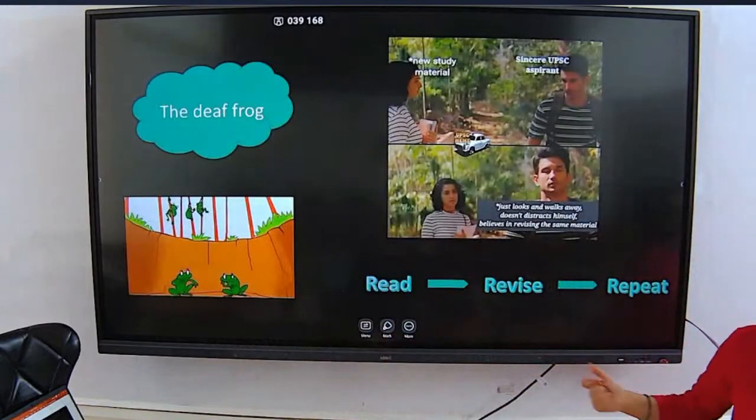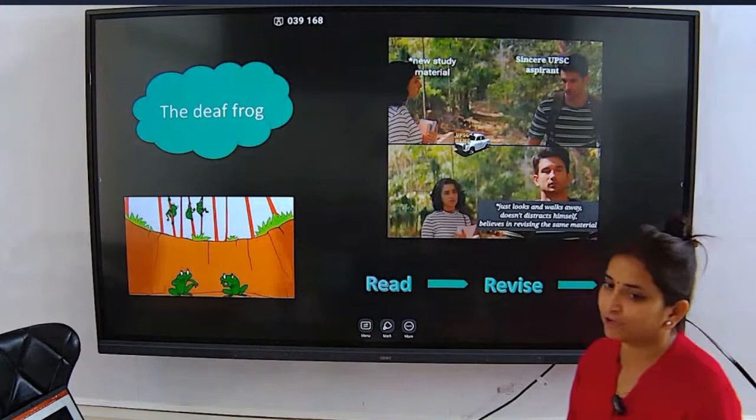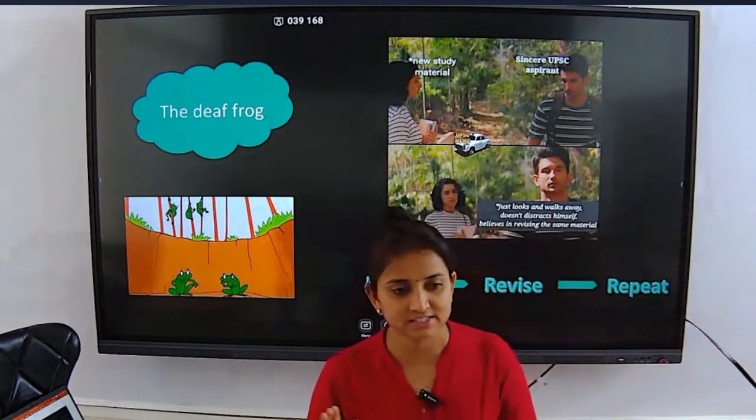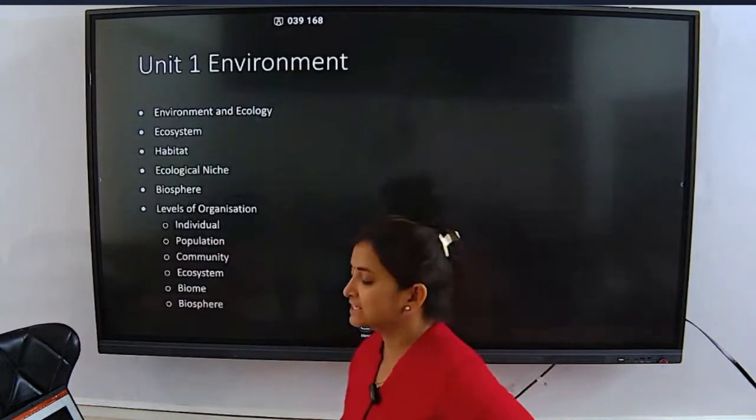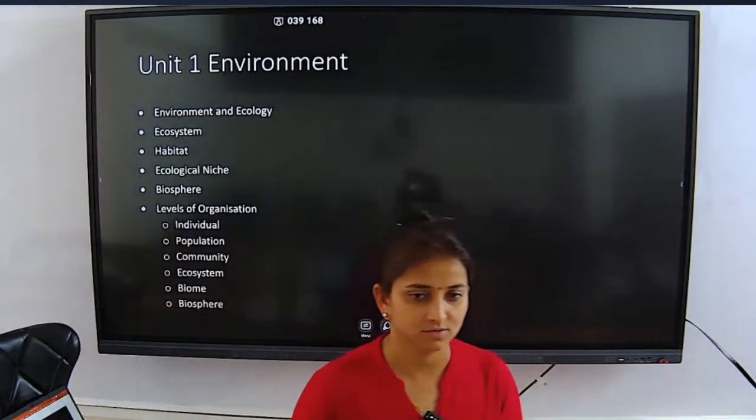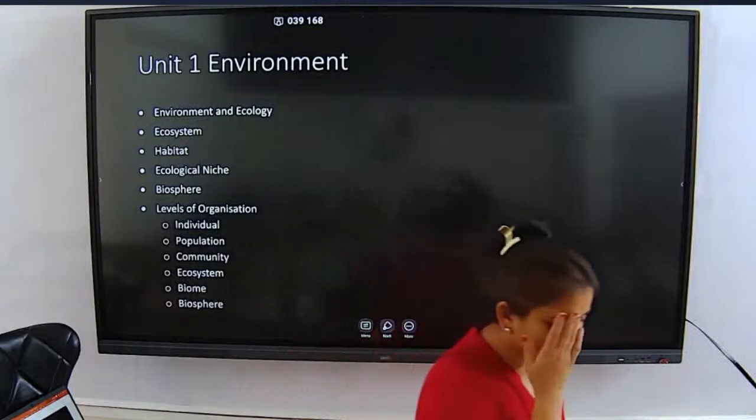Read, revise, repeat. This should be your only funda for all the subjects. Read, revise, and repeat. Do not go for multiple sources. Multiple sources is a very big mistake, done by most of the aspirants.